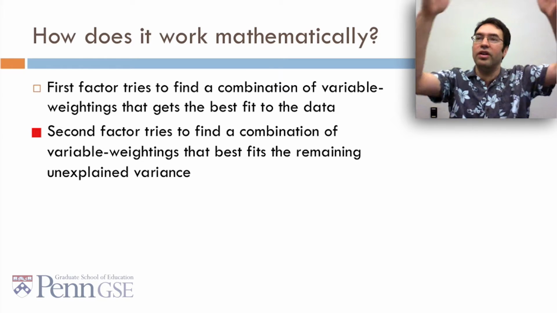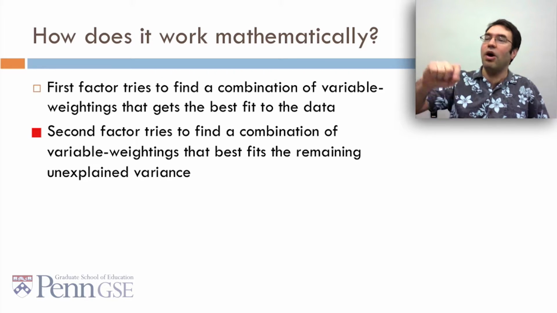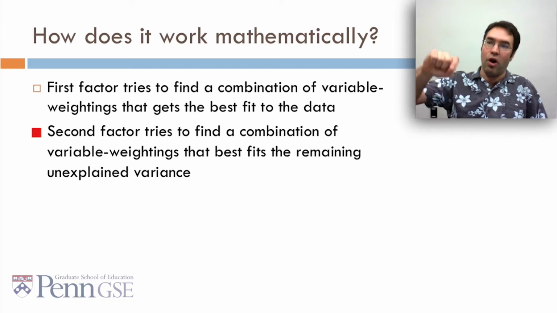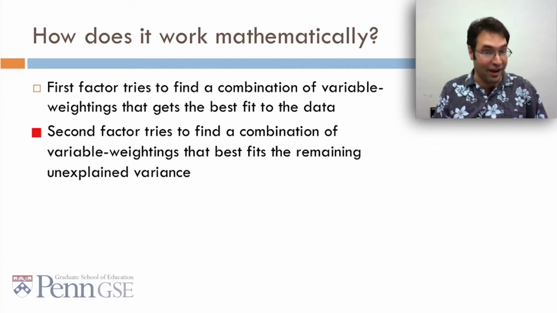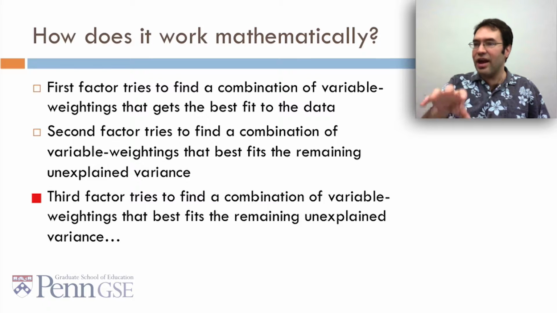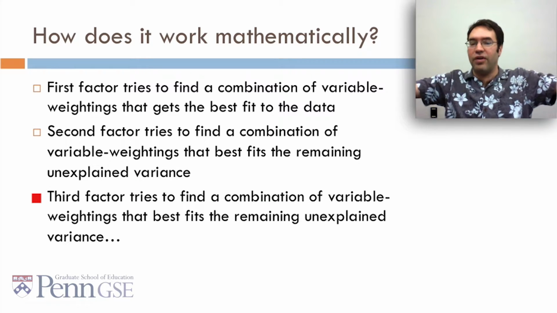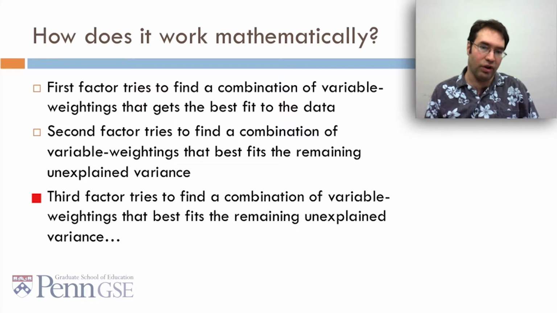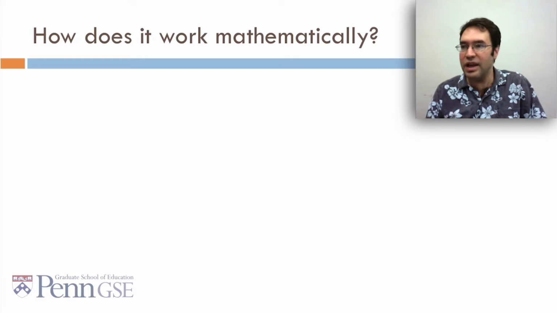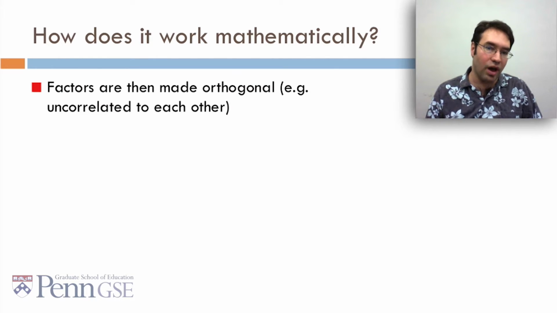So imagine you're doing a linear regression. The first step of factor analysis is just do a linear regression, and then take all the variance from that linear regression, all the unexplained variance, all the residuals, and fit a linear regression equation to that. And then, after you've done the second factor, take all the remaining variance, everything you haven't fit so far, all the residuals, and try to fit that with another linear regression equation. And you keep doing that until you can't fit anything more. You then make the factors orthogonal, or in other words, uncorrelated to one another.